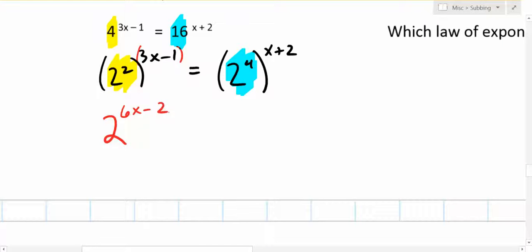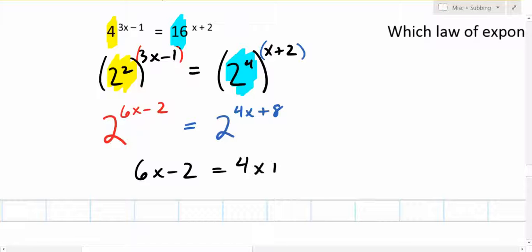So what does this one right here become? 2 to the, finish it for me. 2 to the 4x plus 8. Exactly. So now you have a to something equals a to something else. So therefore, what has to be true? The exponents are equal. So 6x minus 2 is equal to 4x plus 8.